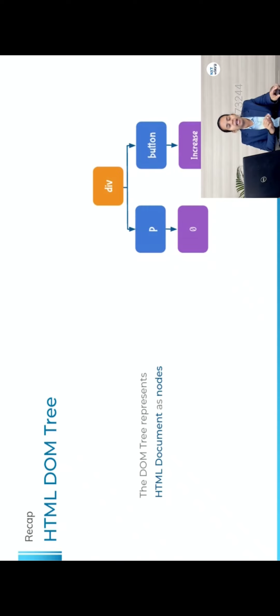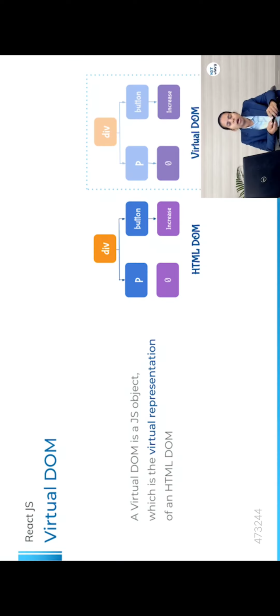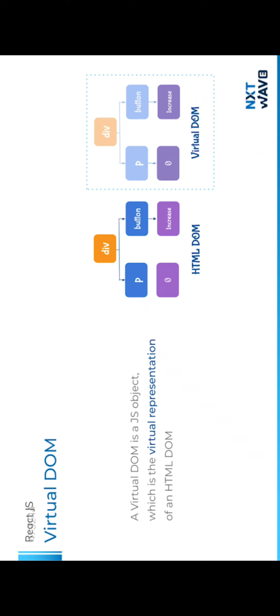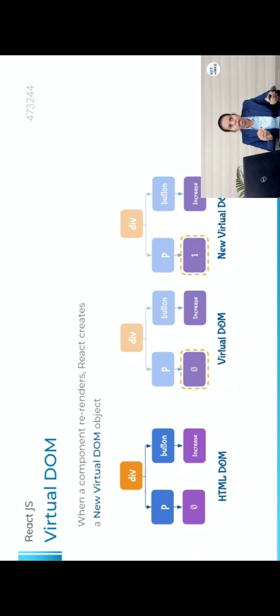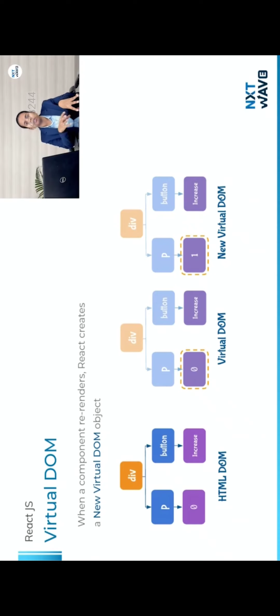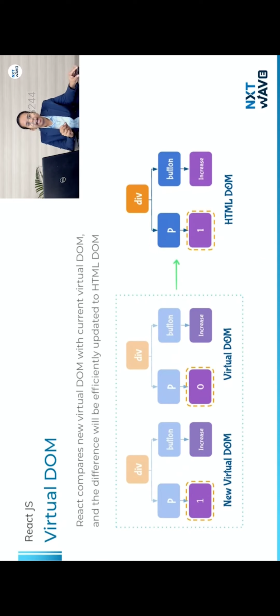So now let's understand how React.js works in this direction. Apart from the HTML DOM that the browser creates based on the code, React will create a virtual DOM. This virtual DOM is a virtual representation of the HTML DOM. So we have the HTML DOM created by the browser and React creates the virtual DOM. Now, whenever a component re-renders, a new virtual DOM will get created. After this, React will compare the new virtual DOM and the previous virtual DOM, and the difference will be updated in the HTML DOM.